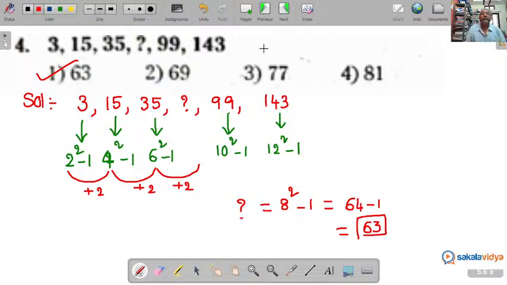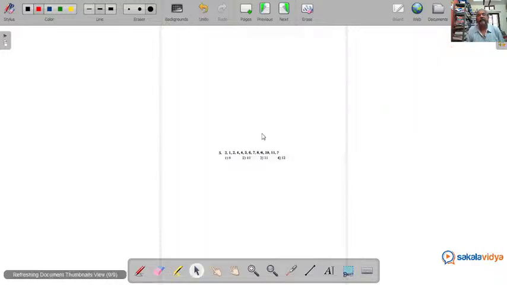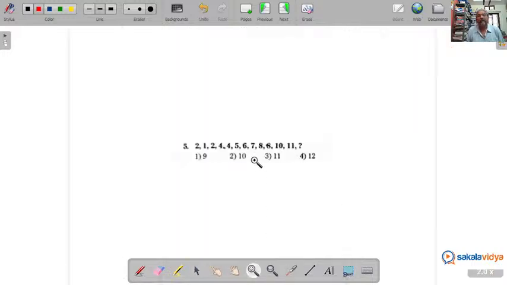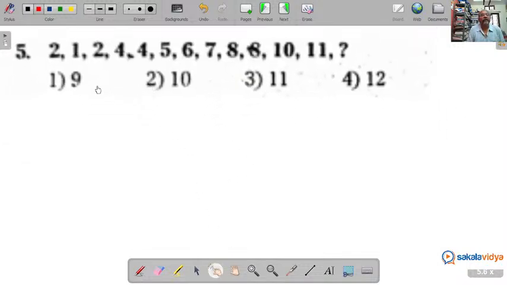Okay, now let us move to the next question, fifth question now. Fifth one, right. Fifth question. So all of you look at the question carefully, read the question also. Right, let me write once again.